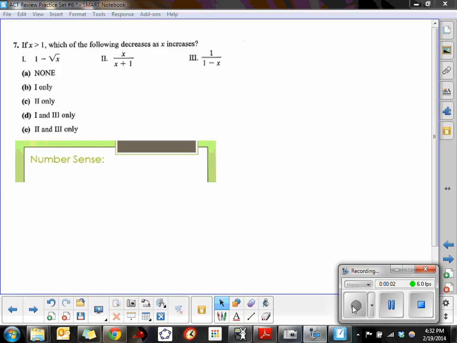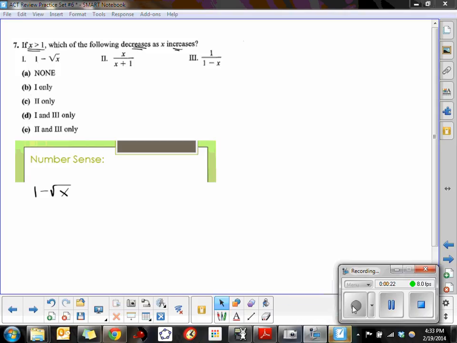Problem number 7 fits into a series that I would call number sense, and what you're going to do is try to just plug in some numbers and see what kind of values you'll have. They're saying if x is greater than 1, so we're only going to take positive numbers greater than 1, which of the following decreases, gets smaller as x increases. So the first one to look at is 1 minus the square root of x.